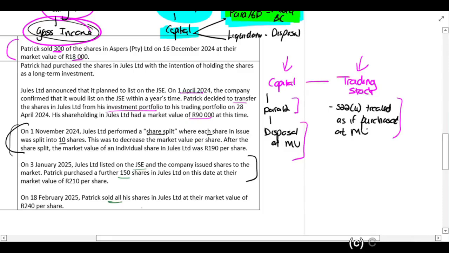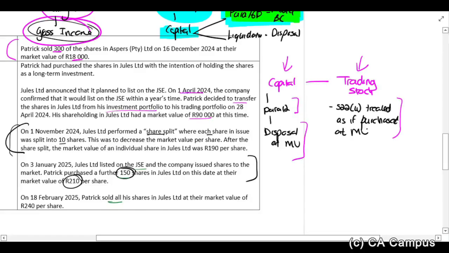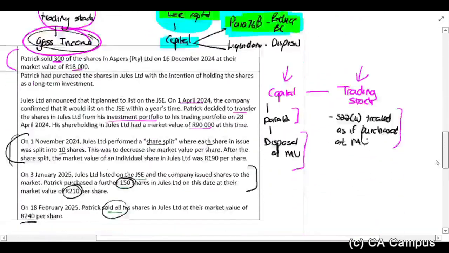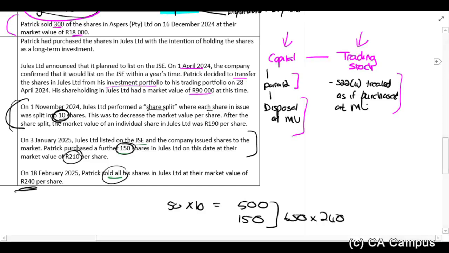Then we buy an extra 150 shares at 210 rands a share. Remember, it's now trading stock, so we claim the trading stock deduction. And then they sold all of the shares at the market value of 240 per share. So how many shares did you have? You had 50 originally. Those 50 shares were then split into 10 shares for each share. So you went 50 times 10 equals 500. We then bought an extra 150 shares. So we sold 650 shares times 240 rands a share.